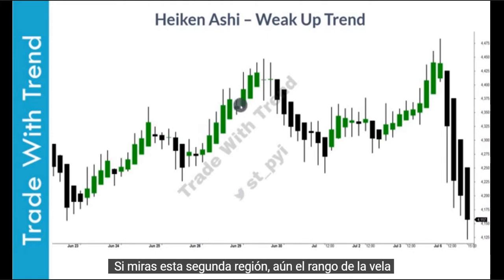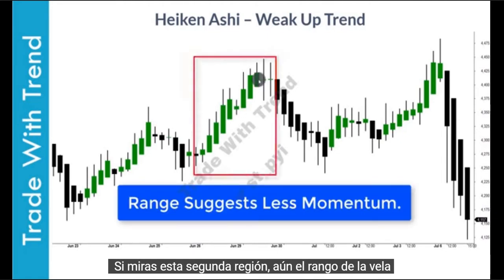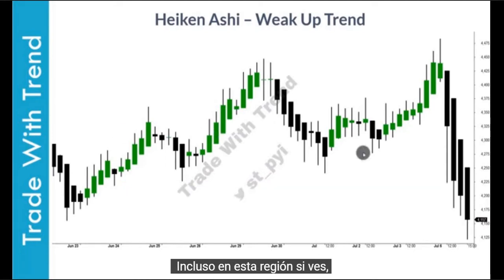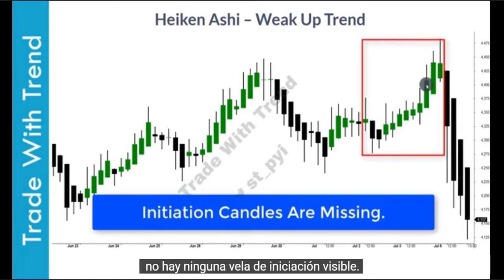If you look at this second region here, still the range of candle does not suggest presence of strong players in the market. There is just one strong candle here, but other than this, most Heiken Ashi candles here lack the element of strength and momentum. Now even in this region, if you see, there are no initiation candle visible. Price moved up on back of very less momentum and eventually sellers drove the price lower.